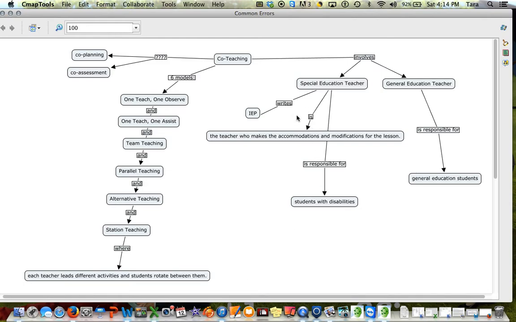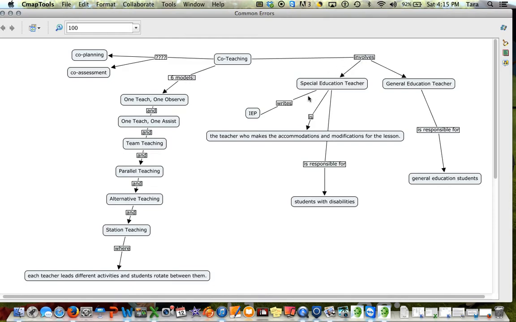Something else to consider is that your linking word should be very specific. So the word "involves," I would call that a very vague and not a robust term. So we want specific terms. Perhaps you'll see in my other example the term that I chose.